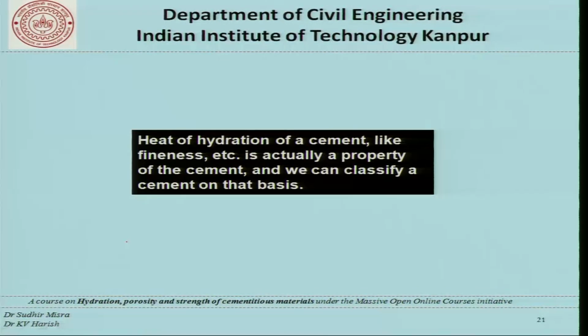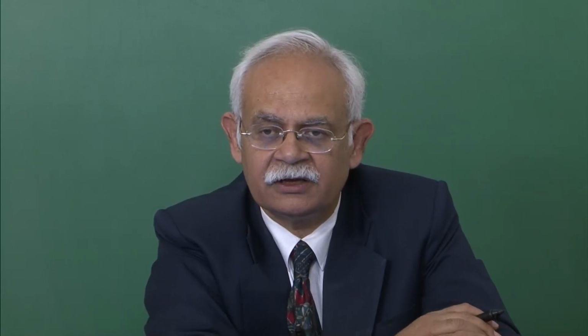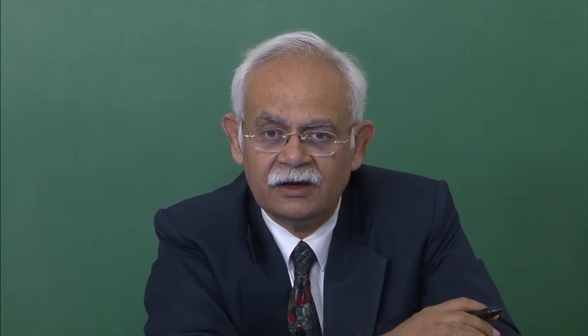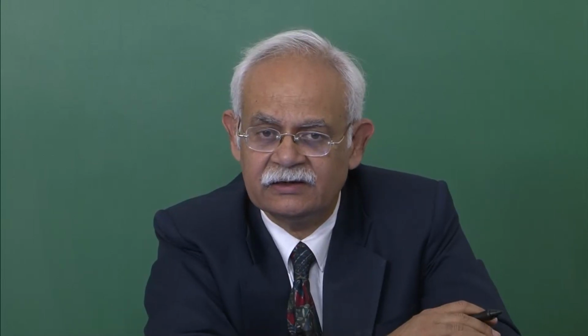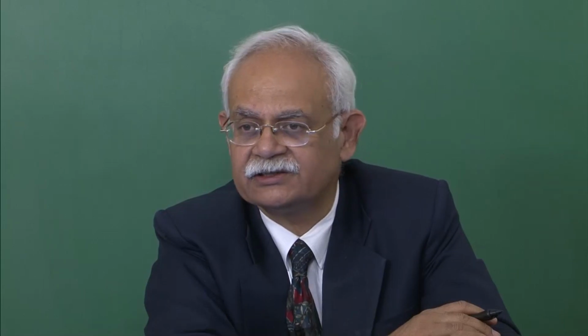Now, trying to close the discussion for today, heat of hydration of a cement, like fineness, is actually a property of the cement, and we can classify a cement on that basis. We can say that a low heat of hydration cement will be such that the heat evolved in that cement will be less than a certain number of joules per gram. Or in other words, unless a cement meets a certain criteria, it cannot be called a low heat of hydration cement.